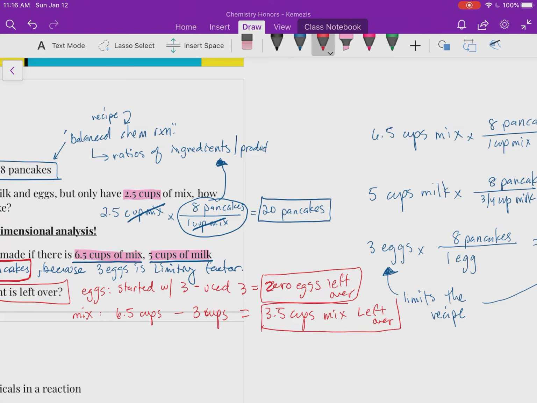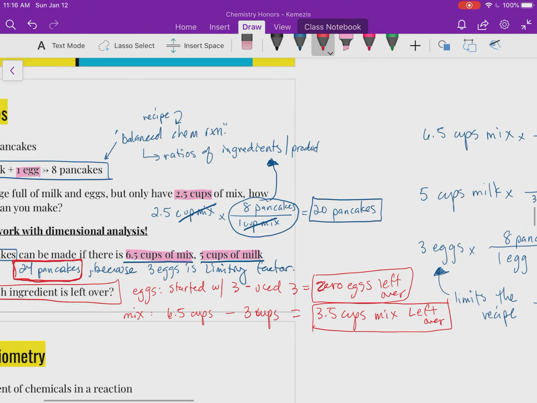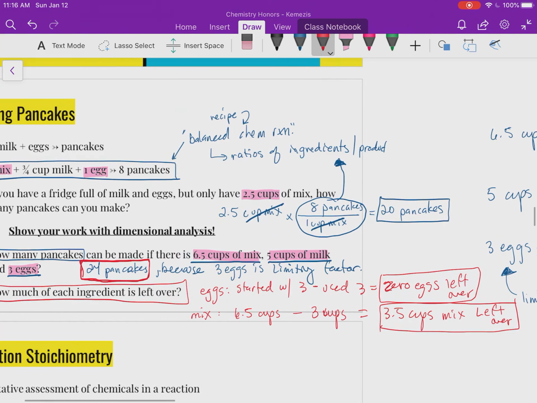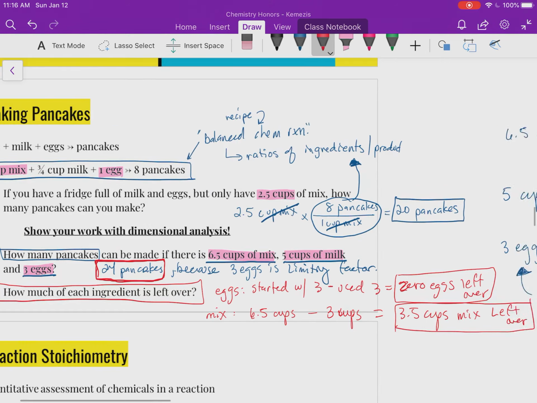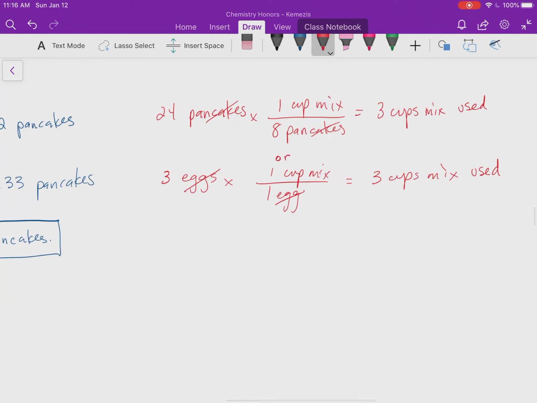And we would go through the same process with the milk. You can either use the pancakes, you can use the cups of mix, or the eggs. It does not matter what you use. You're going to get the same answer because you're using the same balanced chemical equation, the balanced recipe. So I'll come over here. I'm going to stick with the pancakes. But again, you're going to get the same answer no matter what you use, right?